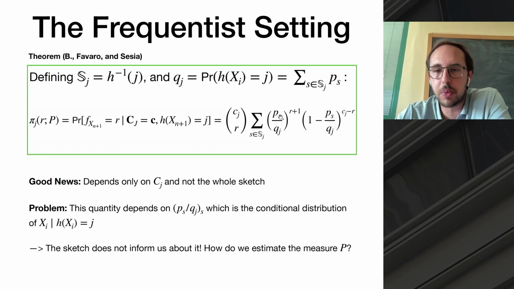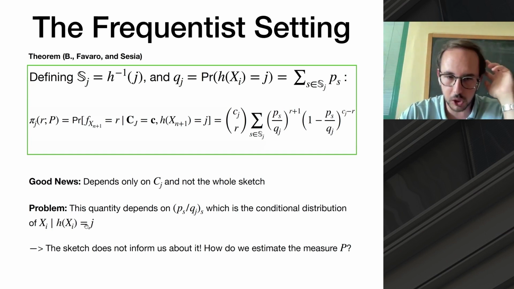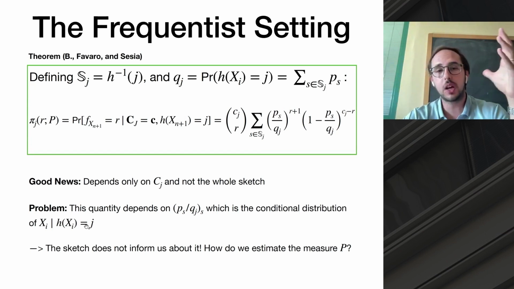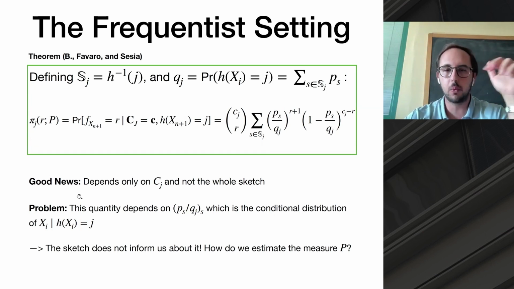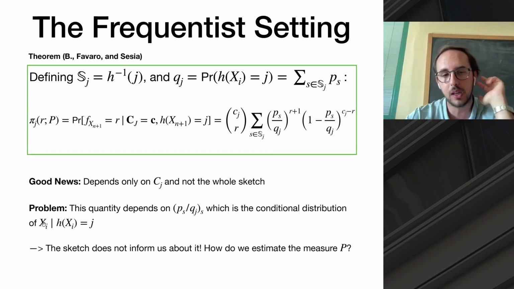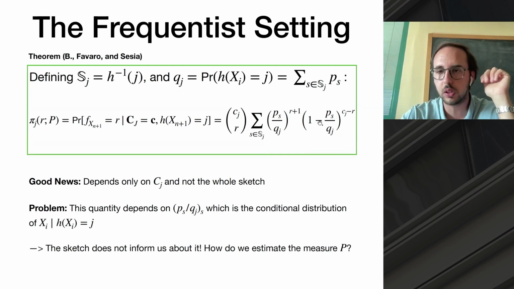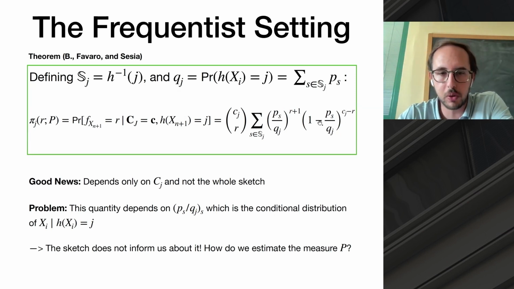The bad news is this depends on this probability distribution, which is the conditional distribution of what is going on between all the values that are mapped into the j-th bucket by the hash function. And this is exactly something that we cannot have any information on, since we are hashing the data and we have only information on how many times we've seen a symbol x_i that gets mapped to the value j. And so how do we deal with this? How do we estimate these unknown quantities, given that our data does not inform about this?